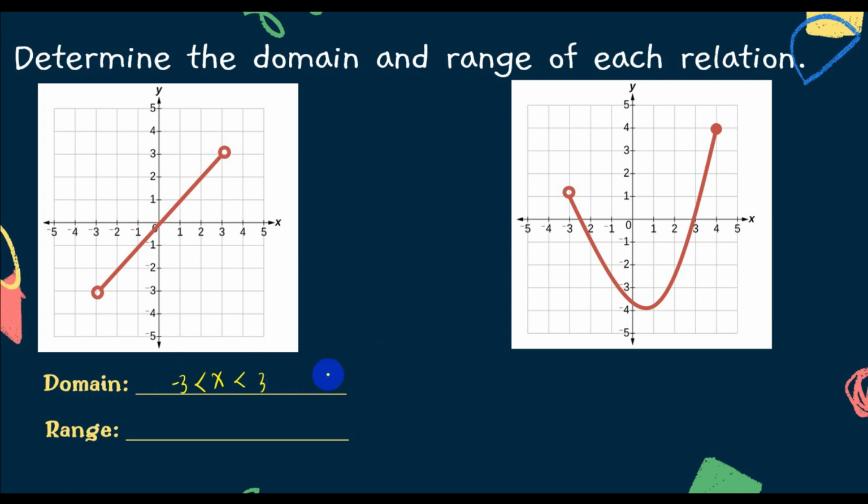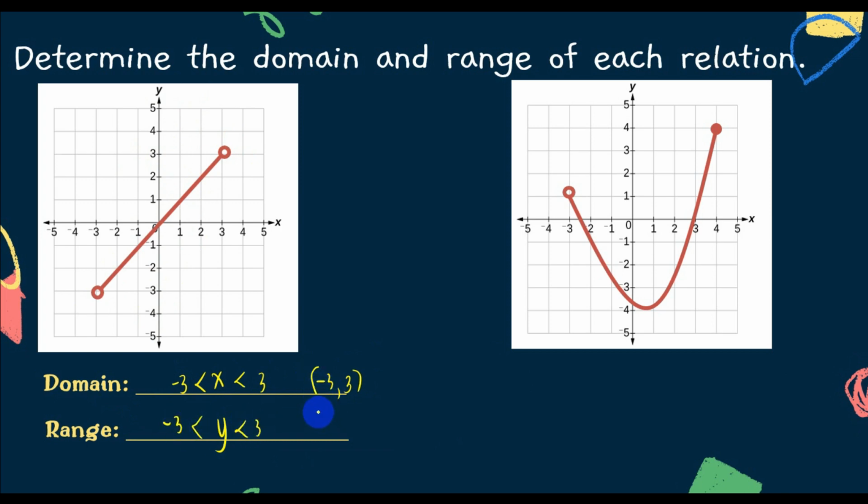Then for our interval, again, it starts with negative 3, but negative 3 is not included, so that will be a parenthesis, and then ends with positive 3, and again, positive 3 is not included, so parenthesis din po. Then for the range, the vertical behavior of our line starts with negative 3 and ends with positive 3. But negative 3 is not included and positive 3 is also not included because the endpoints are open points. So we are going to write our range as y is greater than negative 3 but less than positive 3.